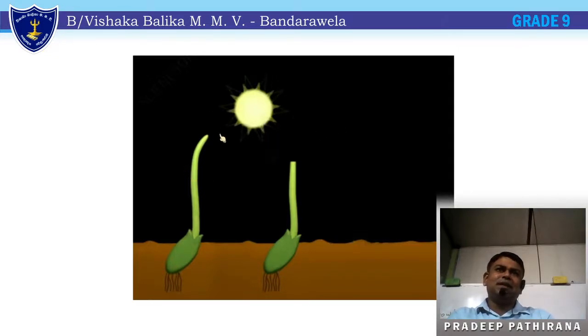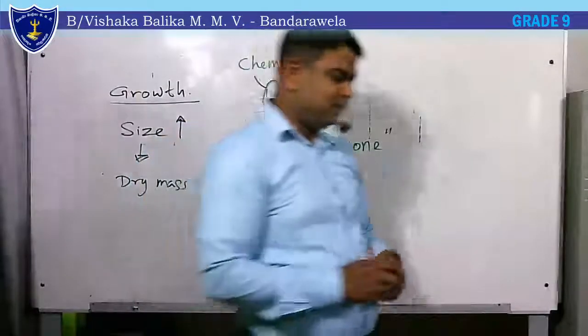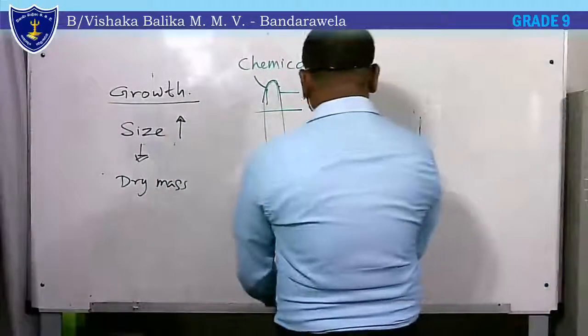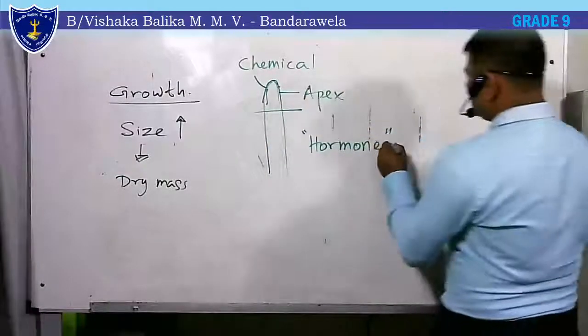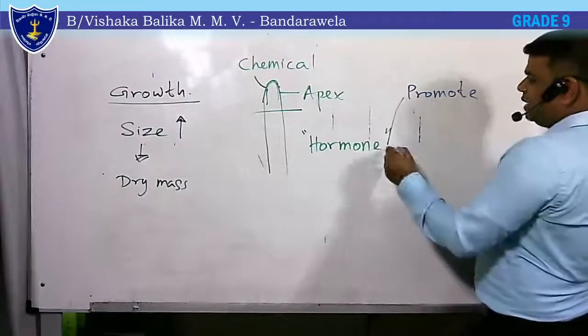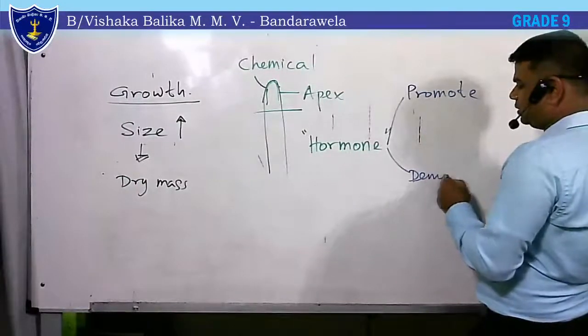Due to those substances, the plants bend towards the sun, or towards gravity, or away from gravity, or away from the sun, or likewise. So these are the growth responses, and growth responses are controlled by growth substances. The basic fact about growth substances is now very clear. These growth substances are of two types. Some substances promote growth, and some substances demote growth.